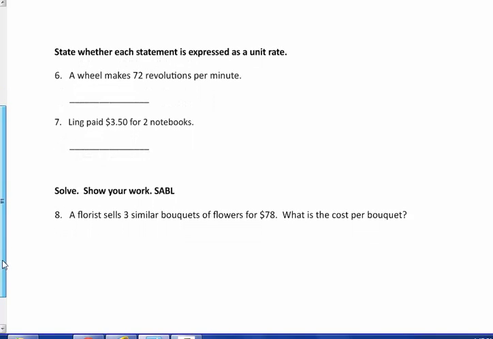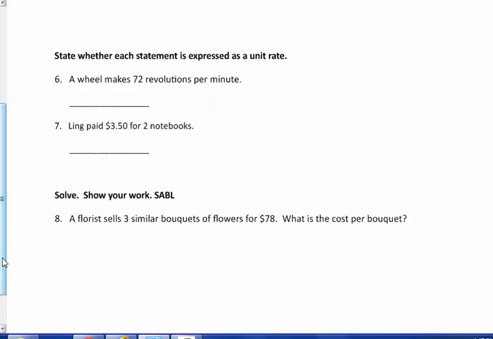Number 6, state whether each statement is expressed as a unit rate. Unit per 1. A wheel makes 72 revolutions per minute. That means per 1 minute, for just 1 minute. Otherwise they would say 72 revolutions in 5 minutes. Doesn't say that. It says per minute. That means 1. Yes, this is a unit rate.